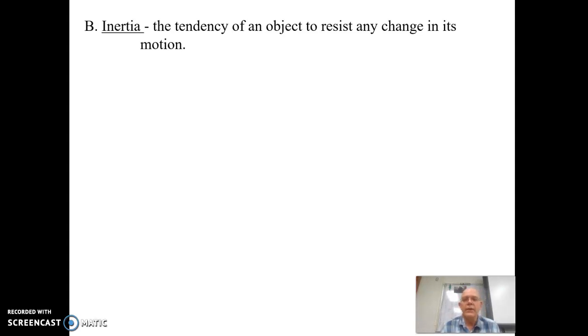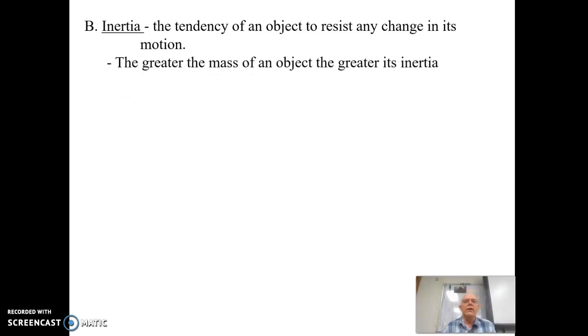Inertia really just depends on the mass of an object. Inertia depends solely upon the mass of the object. The greater the mass, the greater its inertia. The less the mass, the less the inertia. So, for example, if I have a semi-truck that's going 60 miles an hour down the road, and another semi-truck that's just parked on the side of the road, which one has more inertia? Well, it's exactly the same.